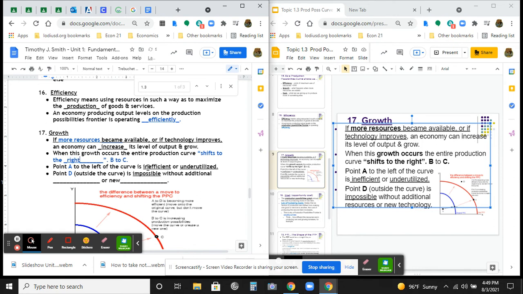And we're going to want to look a little more carefully at this graph. Point A to the left of the curve is inefficient, or underutilizing all your resources. Point D outside the curve is impossible unless you get more resources or improve tech.